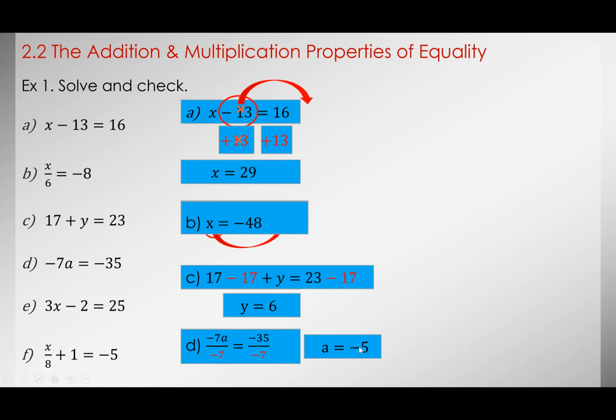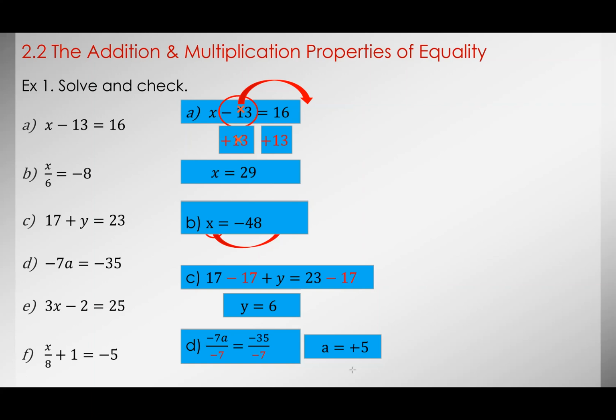Sorry about that. A is equal to +5, not a -5. Okay, so looking at this item here, any questions with this thing here? Again, this is +5, and it's +5 because 2 negatives equals a positive, correct? Yes. Okay.